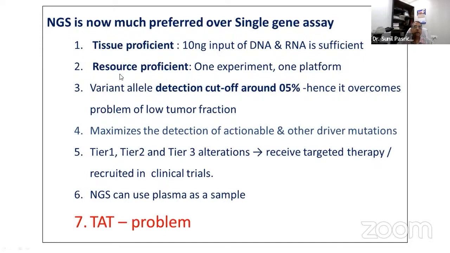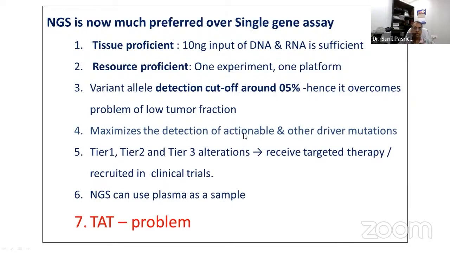And why is it important? Because it is tissue proficient. Even a 10 nanogram input of DNA and RNA is good enough. It's also resource proficient. It's one test, one experiment, one platform. The variant allele detection cutoff is around 5%, hence it overcomes the problem of the low tumor fraction, which we do come across in our practice. And it maximizes the detection of the actionable and other driver mutations.